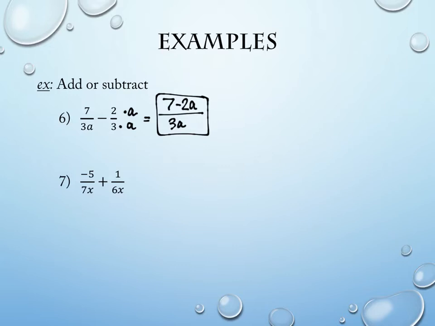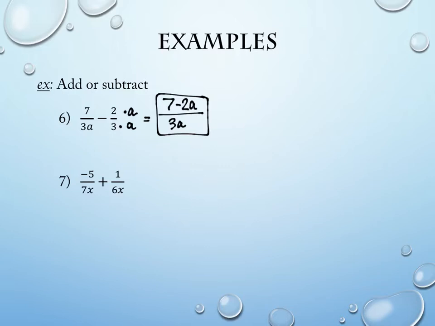Okay, number 7 also does not have common denominators, but I can't just take a 3 or an A or whatever and just merge it together. It doesn't work quite that cleanly. What do they have in common, though? They both have an X. Okay, everybody good with that? They both have the X. However, one of them has a 6 and one of them has a 7.